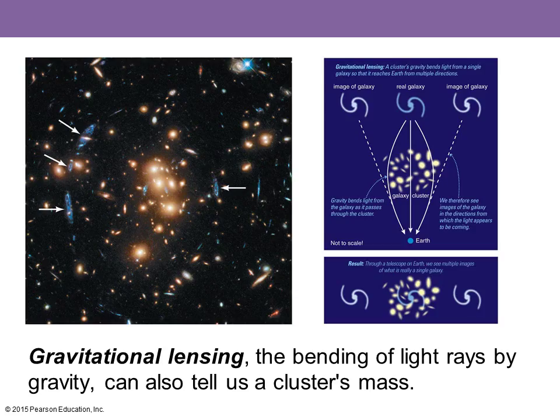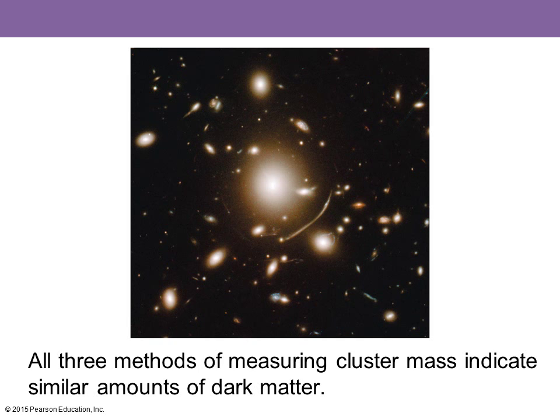So here's a way we can detect, or think we can detect, a cluster's mass. It's called gravitational lensing, where the bending of light rays by gravity gives us a clue as to how massive the cluster is. All these different methods of measuring cluster mass indicate similar amounts of dark matter. In other words, we come up with a fairly consistent number as far as what the mass of the stars would be compared to the mass of the rest of it, which apparently is dark matter.